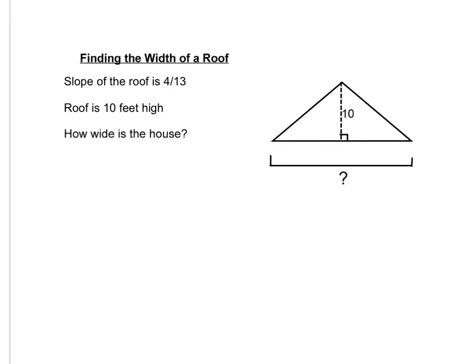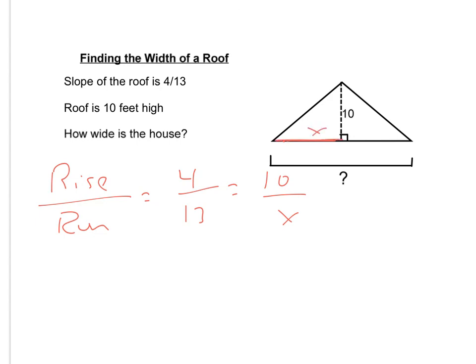Okay, this last problem right here involves the slope of a roof, the roof of a house. Okay, don't forget that slope is just a ratio. It's rise over run. So it says here the slope of the roof is 4 to 13. Well, I have a total rise of 10, so I'm going to have a total run of x, and that would be just this piece, half of the run right here. So we can cross multiply now, and we're going to get 4x is equal to 10 times 13, which is 130, and divide both sides by 4.